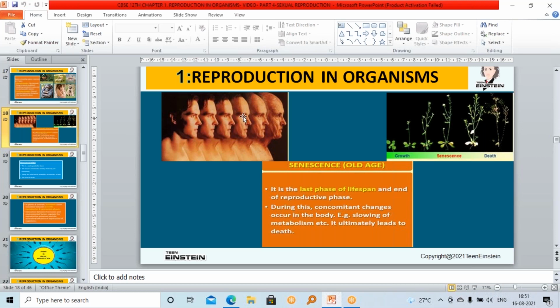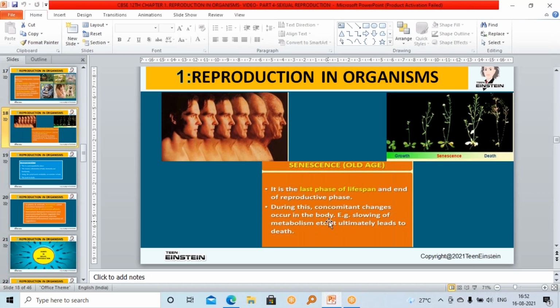Here you can see in this picture, in animals, this is the growing stage, the reproductive stage, and this is the old age or senescence. In plants, it is very clear. This is the growing stage; the plant is growing step by step. Here flowering is there, the reproductive stage. Then senescence: slowly each part is dying, and here you can see the dried plant. Senescence is the end of the reproductive phase. These are natural changes happening during this stage. This is the last phase of lifespan, and during this, concomitant changes occur in the body.